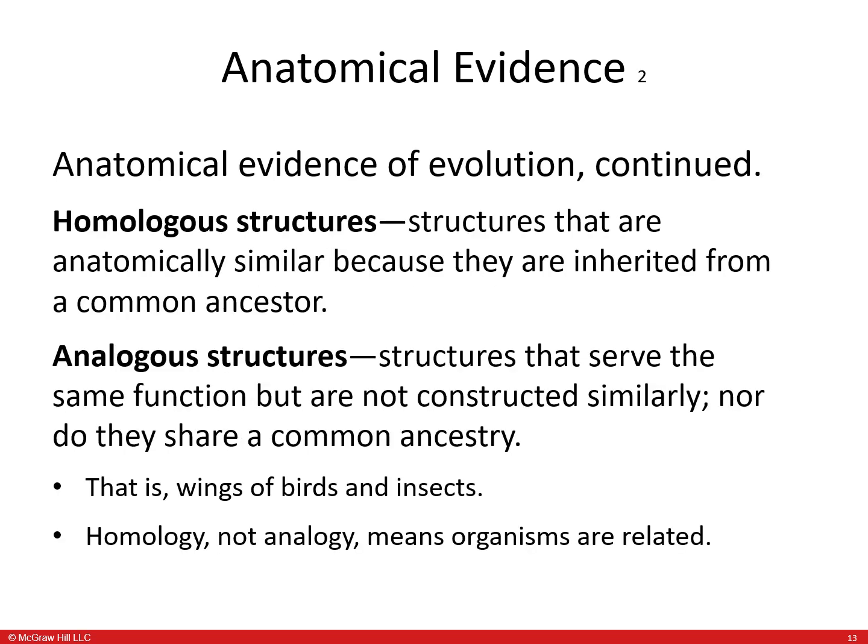Homologous structures are structures that are anatomically similar because they are inherited from a common ancestor. Analogous structures are structures that share the same function but are not constructed similarly, nor do they share common ancestry. For example, the wings of birds and insects. So homology, not analogy, means the organisms are related.